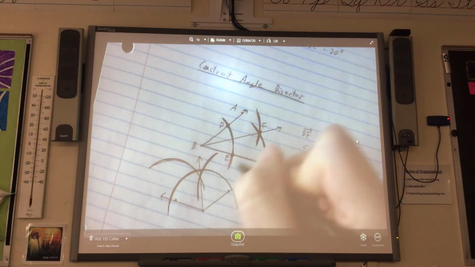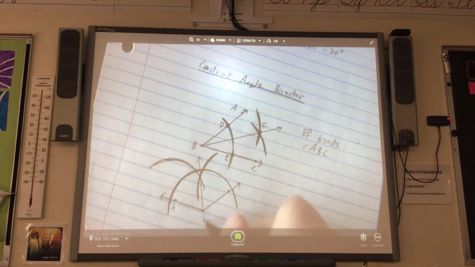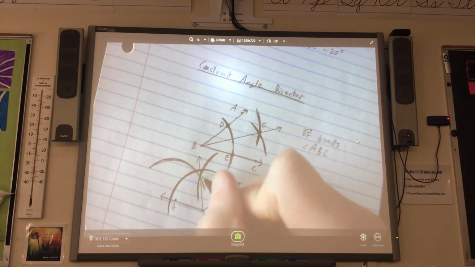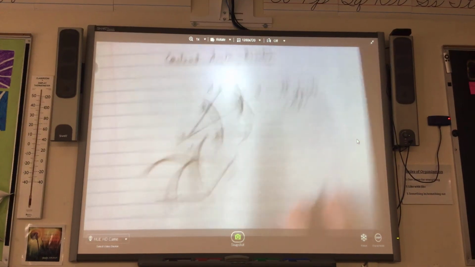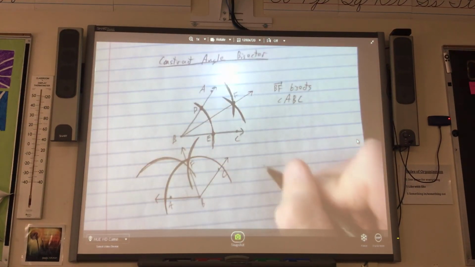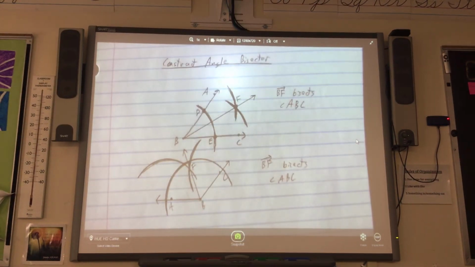And let's say I call this, I don't know, they said this was A, B, C before, I'll call this F, or I could call it E or whatever I want. But here I say ray BF bisects angle ABC. Now they're not getting very creative with how they're doing that there, but either way it's bisecting, it's the same thing.